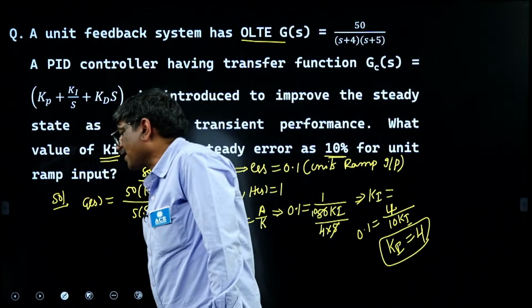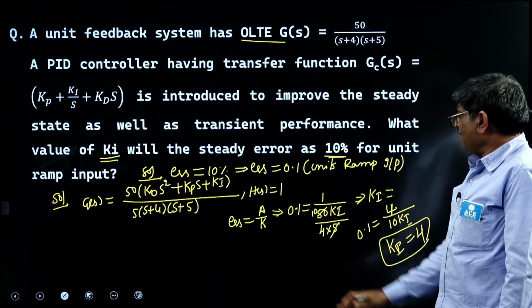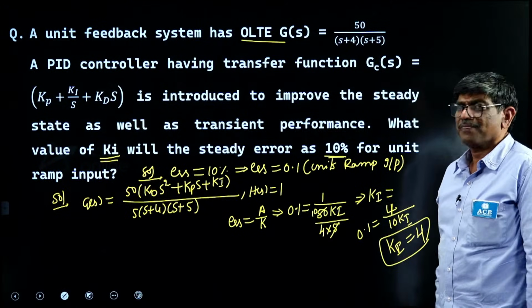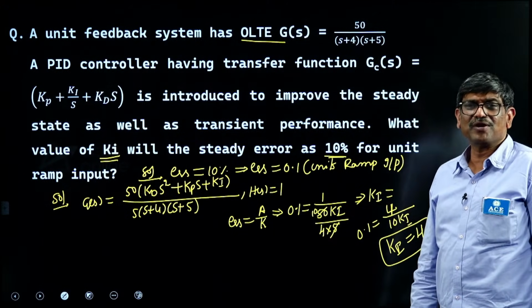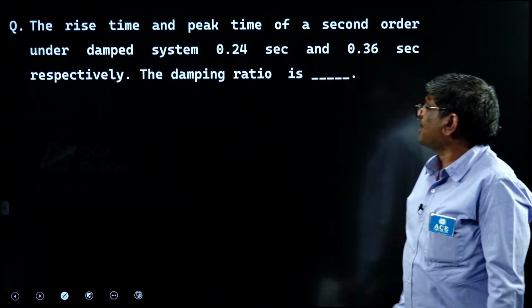So you should avoid the calculation. It looks very lengthy, but here there is only one calculation. Write G of s and then A by K only. Yes or no? It is only one calculation. Right.